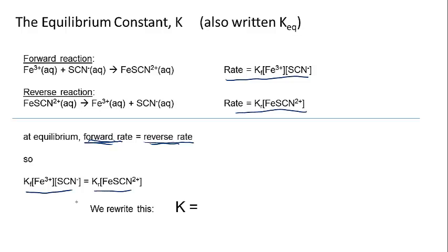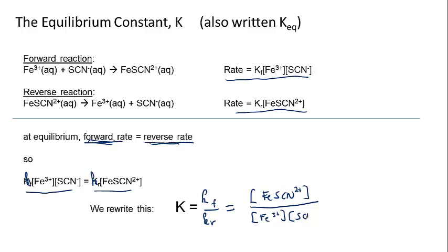And so we can rearrange this. These should be small k's. kf over kr, the forward reaction rate constant over the reverse reaction rate constant, is going to equal the concentration of the iron thiocyanate divided by the concentration of the iron 3 plus times the concentration of the thiocyanate. And so this is called an equilibrium constant expression.